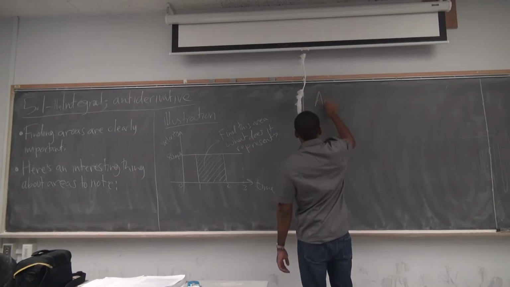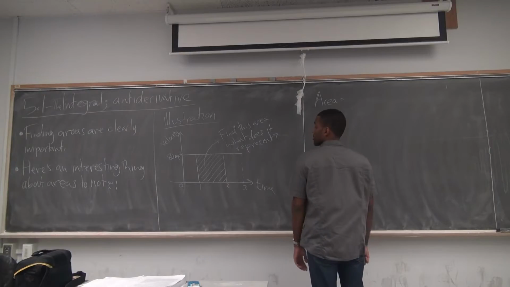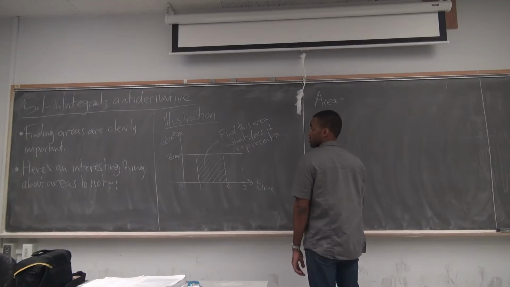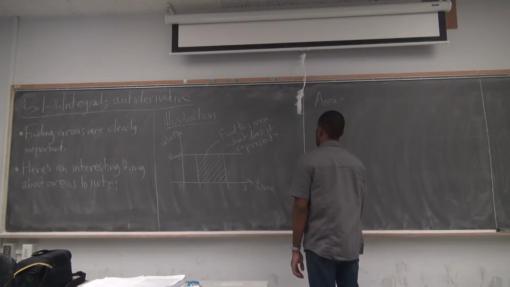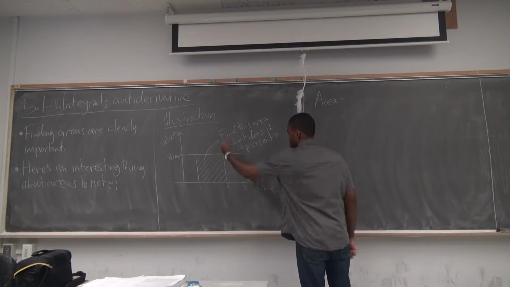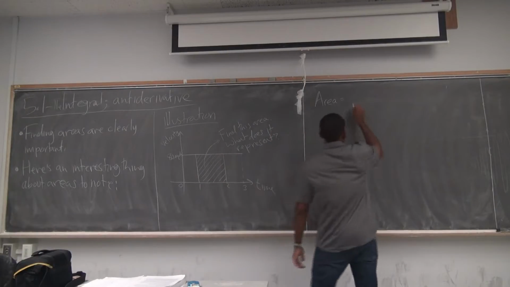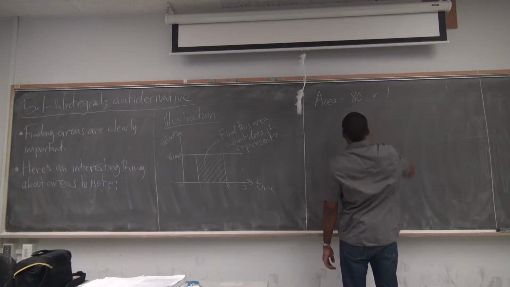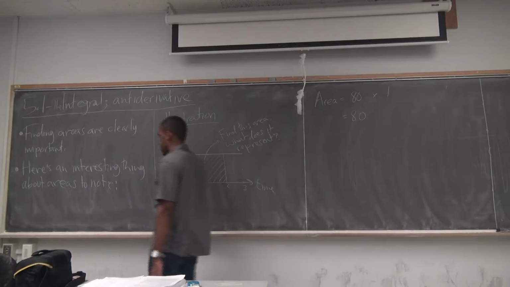So what's the area here? What's the area of 1? It's a rectangle. X times y. It's 80, right? Length times width. That's the area of a rectangle. So this length here is 1 times 80, right? So you basically get 80 times 1. So the answer is 80. Now that number 80, what does that represent?